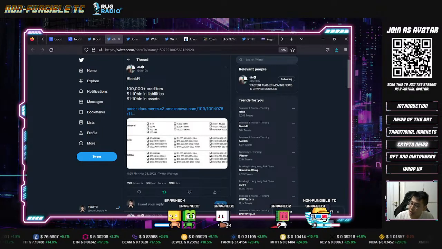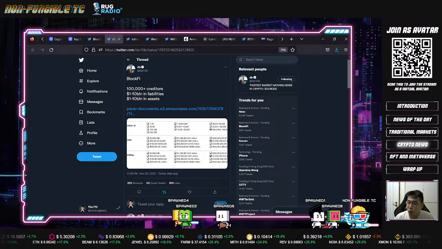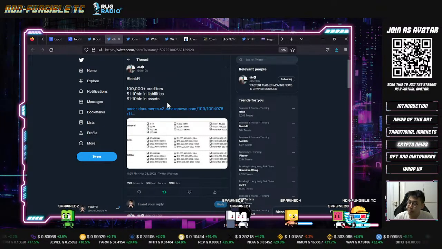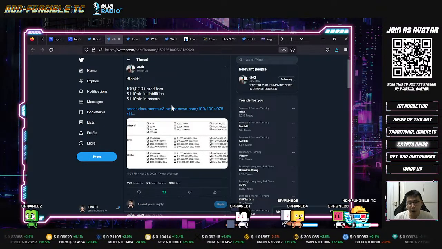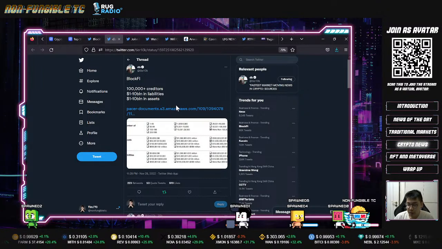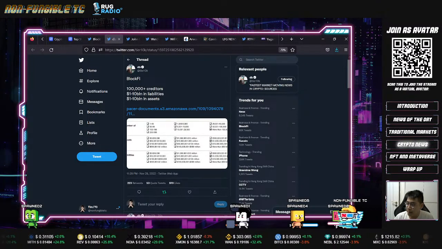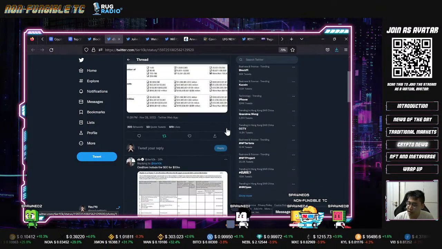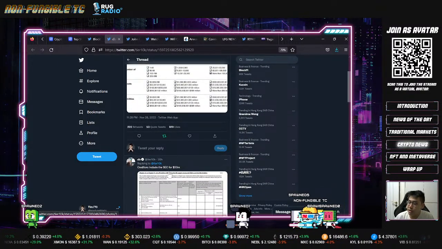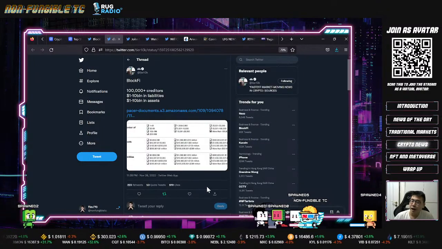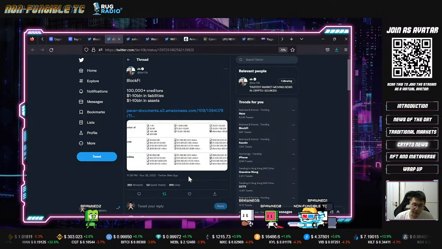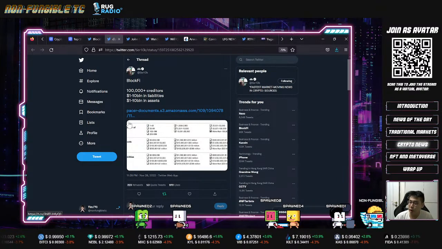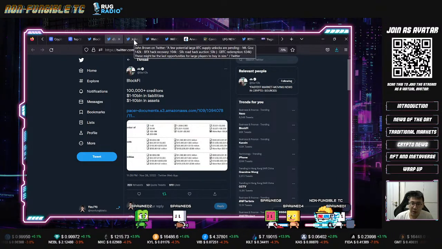because BlockFi currently has over 100,000 creditors, 1 to 10 billion in liabilities and 1 to 10 billion in assets, right? And the crypto market cap is around 800 billion. So this is not a small number. This is a big number, okay? So there would be some sort of contagion event. And even creditors include the SEC for 30 million, right? So we are just at the beginning. Don't let this green rally fool you. There is still a long way to go in terms of the downward movement.